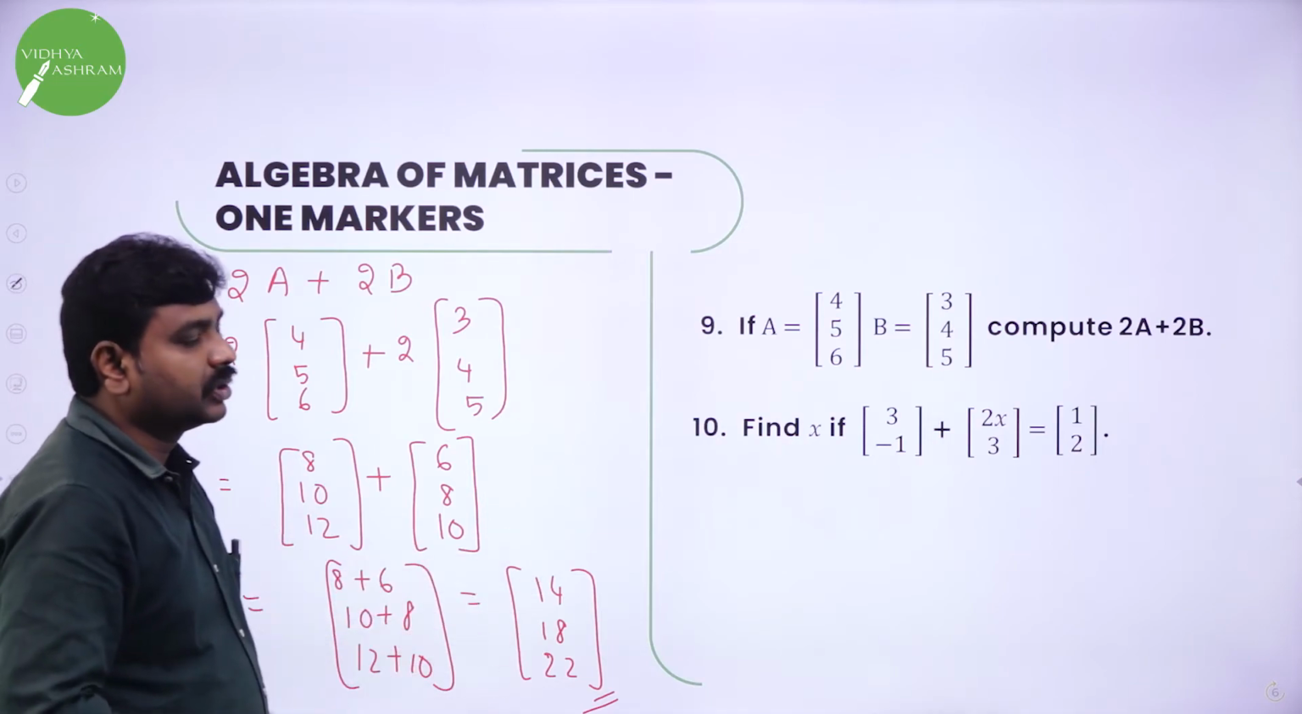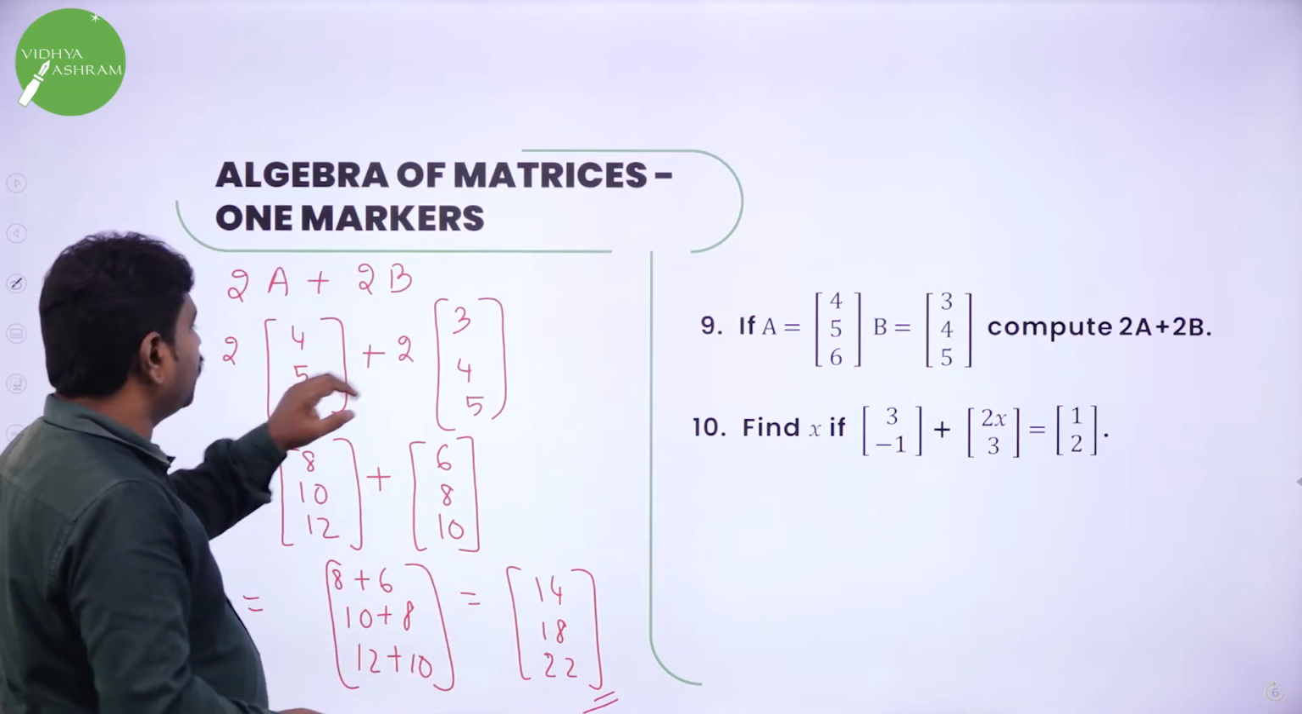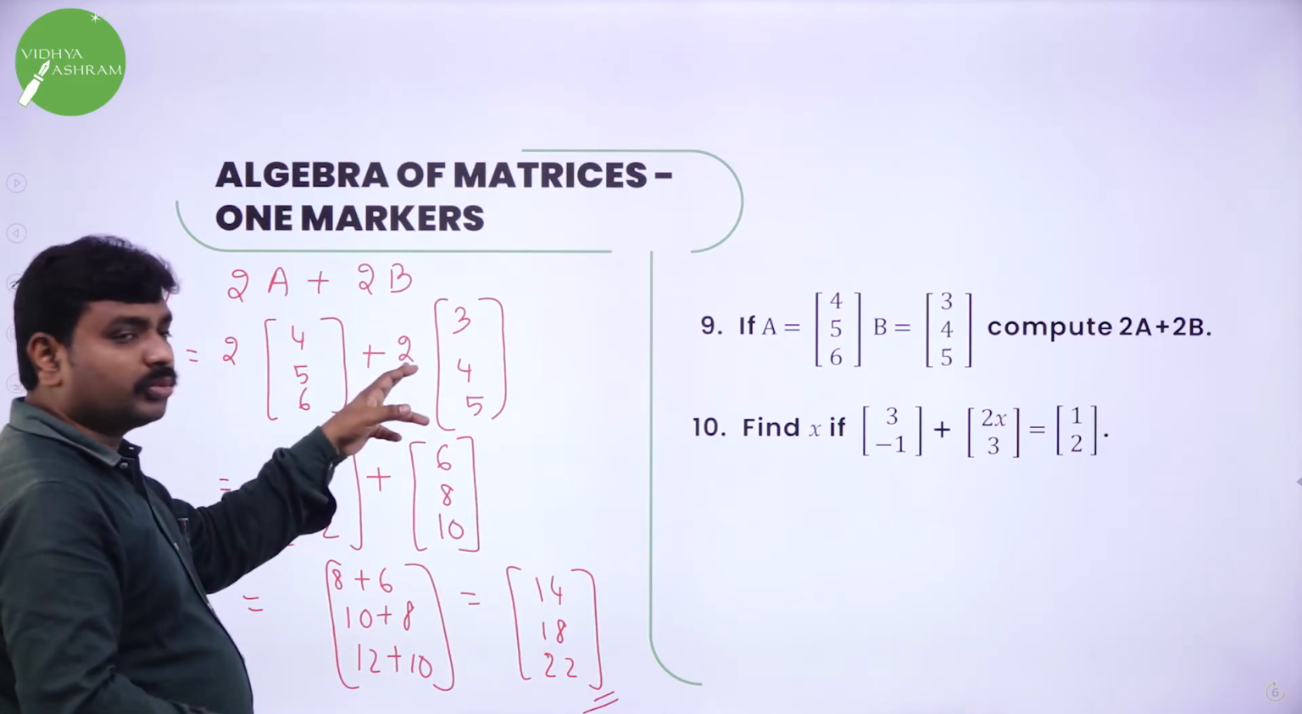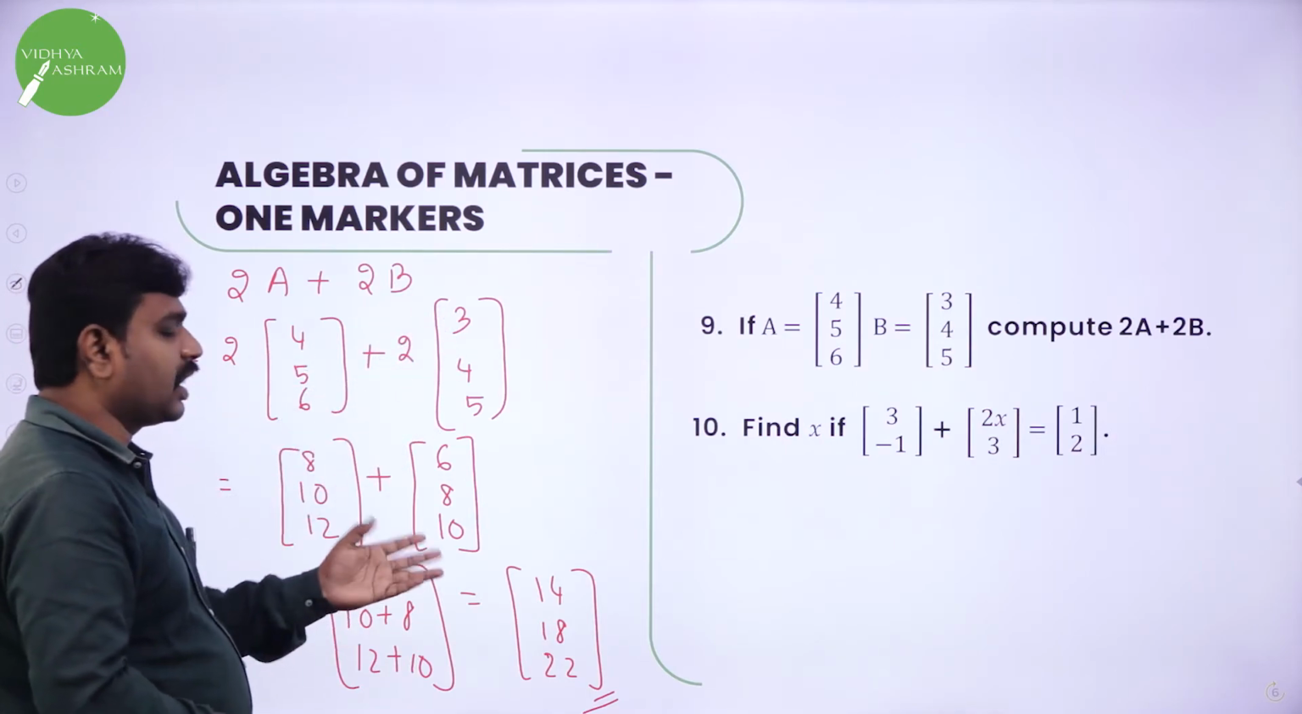So 2A plus 2B means 2 times A plus 2 times B. How to find 2A? Multiply 2 to each element of A. Here also multiply 2 to each element of B, and then add them.